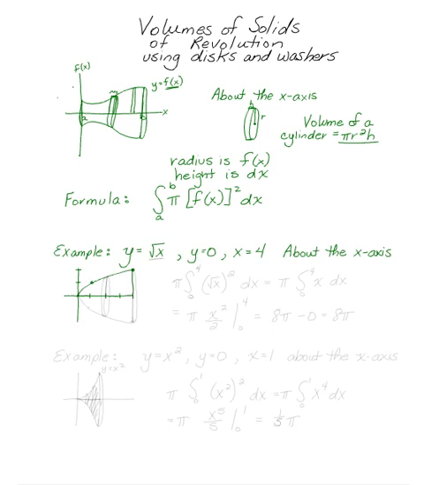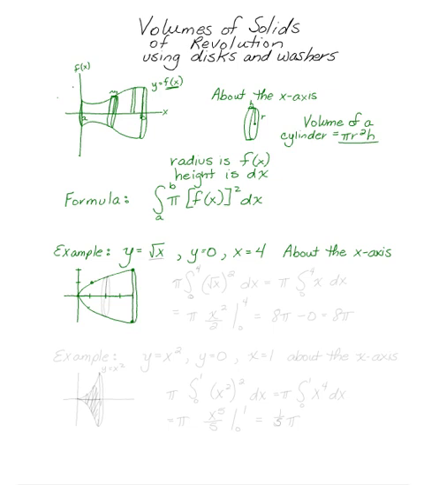Okay, so for our first example, let's use the region that's bounded by y equal to the square root of x, y equal to 0, which is the x-axis, and the line at x equal to 4. I've got this region drawn, and what I want to do is rotate this about the x-axis. So what we'll get is a solid of revolution that looks a lot like this one.